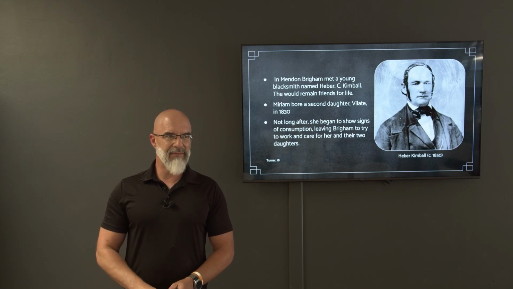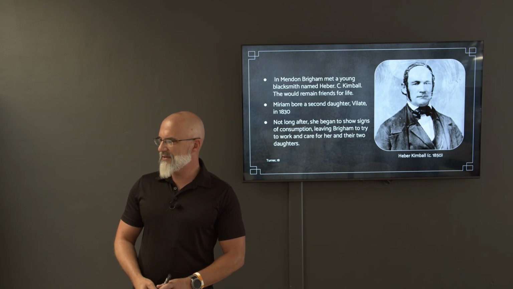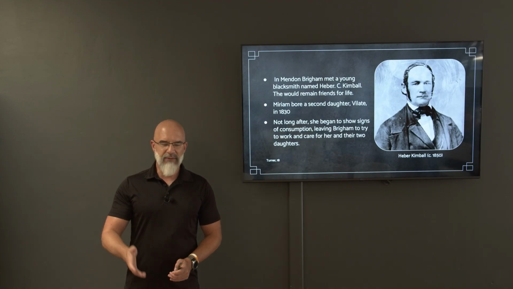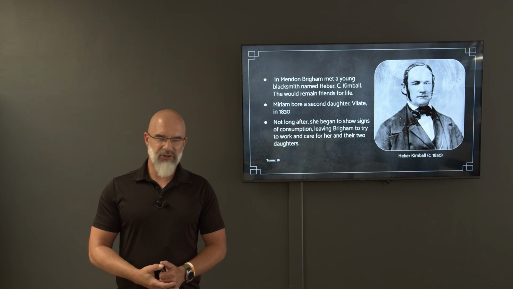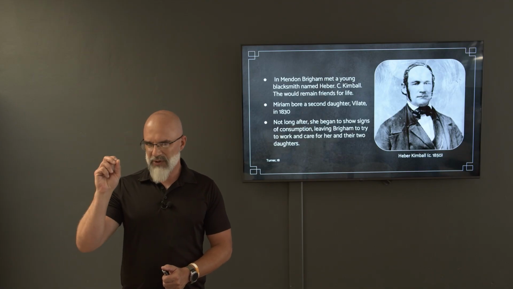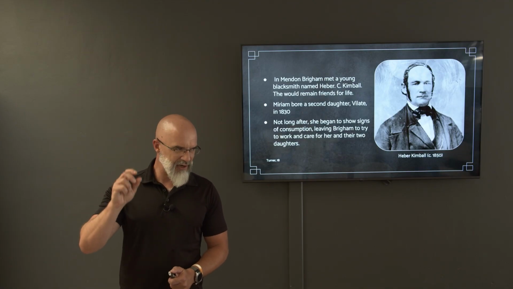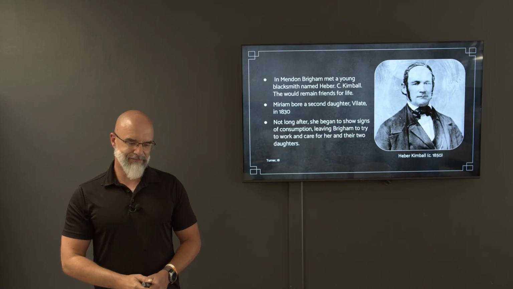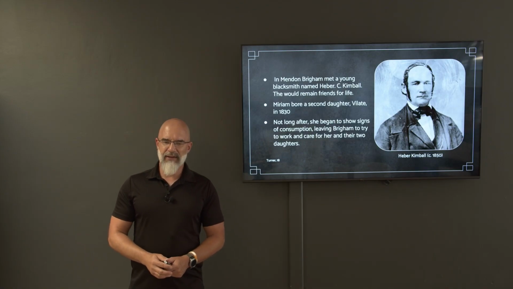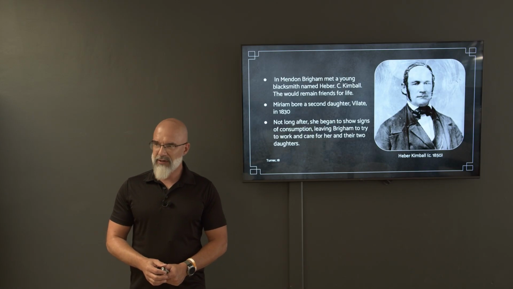After that, almost every decision they made together, almost everything they did together. Heber would serve with him as one of the 12 apostles in the LDS church. And so this relationship, when he met Heber, becomes very, very significant in his life for years to come. And it was while they were in Mendon that their second daughter, Violet, was born.